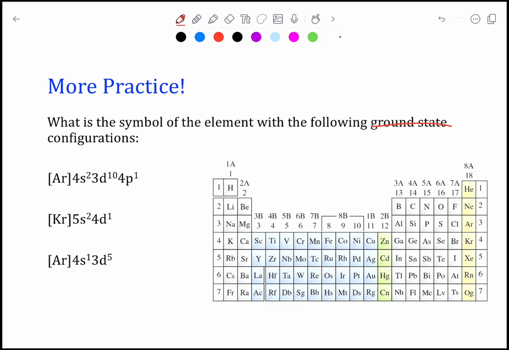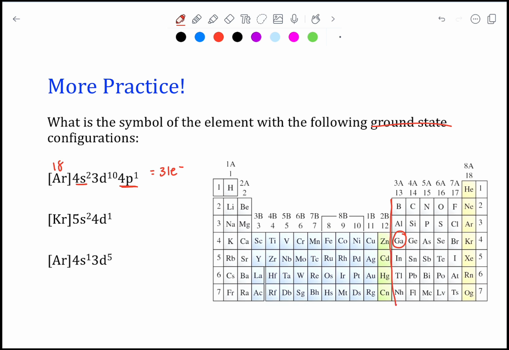Now there's many ways you can go about figuring this out. You can look at the valence shells, like valence electrons. You can count up the total number of electrons. You can go from the noble gas and count however many electrons there are after that. You can do it many different ways. So you can start off by saying, well, argon has 18 electrons. So 18 plus 12 is 30, and then plus 1 more is 31 electrons. So 31 electrons is gallium.